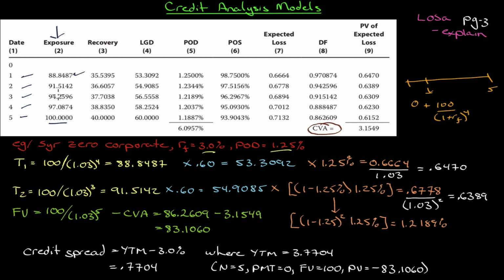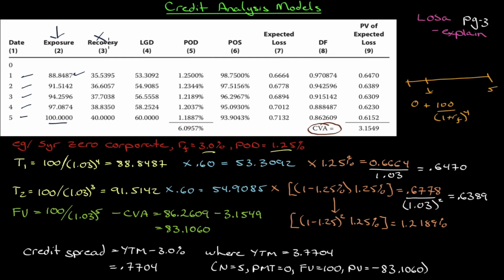This one, 91.52, I've calculated right below. T2 is 100 divided by 1.03 to the 3. This would be to the 2, to the 1, and then finally you have your 100. We can skip this column over here for recovery. It's just to show you all of the numbers that you can calculate. We actually don't need this column at all. We can actually skip it altogether. We don't really care what the recovery is. We only care what the loss given default is.